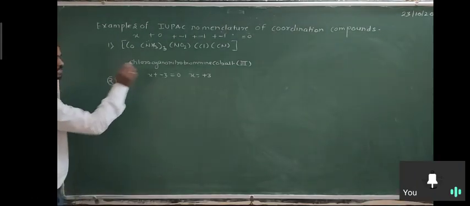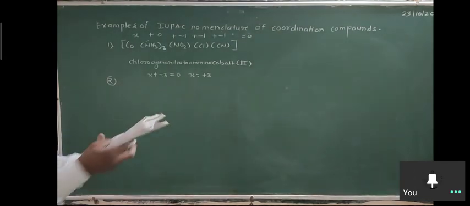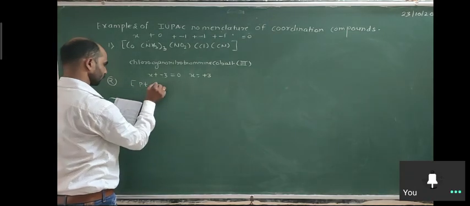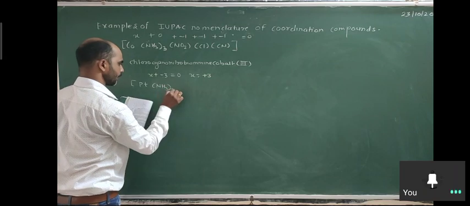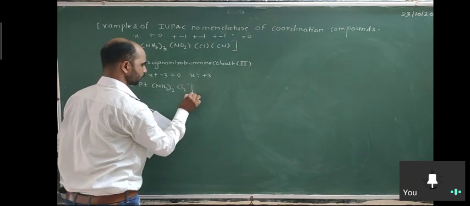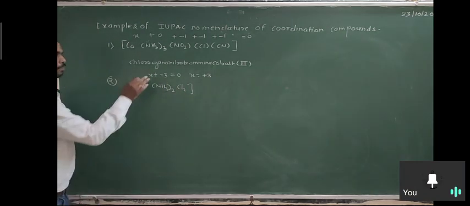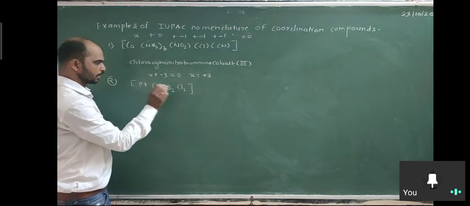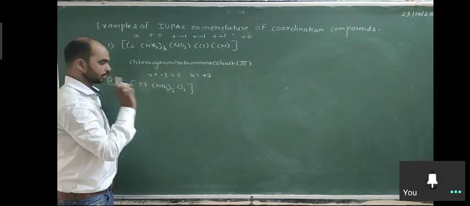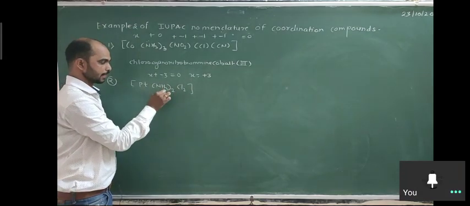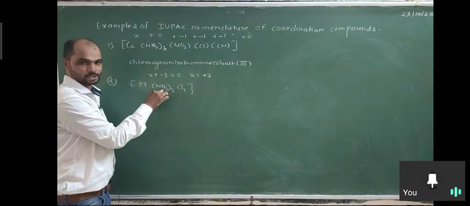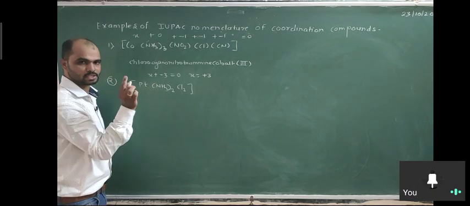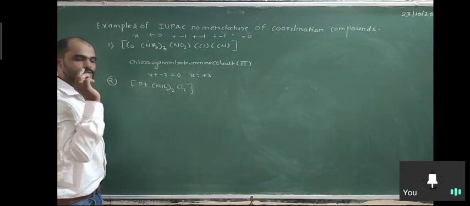So that is the first example. The second example is very simple: Pt(NH3)2Cl2. Again it is a neutral complex because no cation or anion is present outside the complex. In a complex, we start the name from the ligands first. Here two ligands, NH3 and Cl. NH3 is neutral, Cl is negative, so we start from negative. But how many Cl? 2 Cl. So here again we need a prefix, and for 2 we use di.